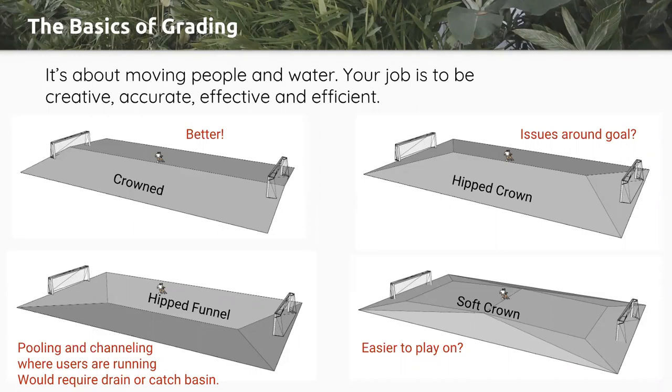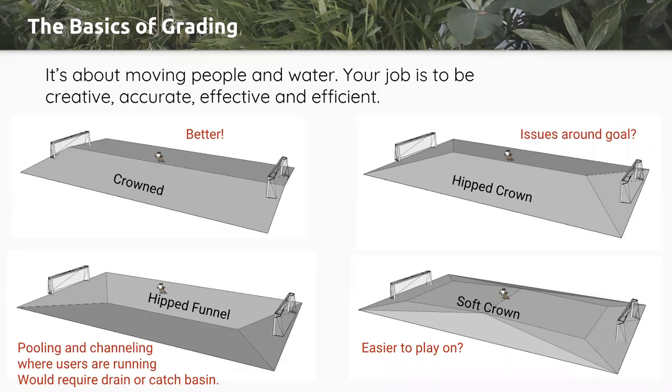So the less water draining there, the better. So that hipped crown, you probably have those issues around the goal where the water is flowing. And then obviously the hipped funnel, which you would probably use for more of a swale scenario, but I'm just showing it here, you're going to have major problems in the middle of a soccer field.